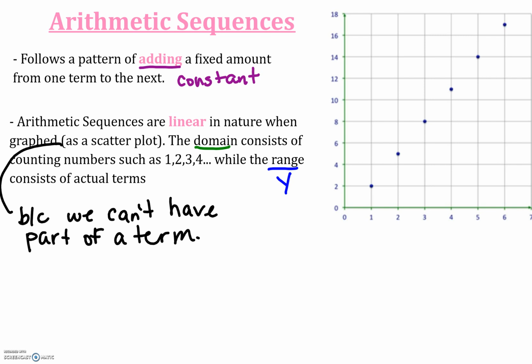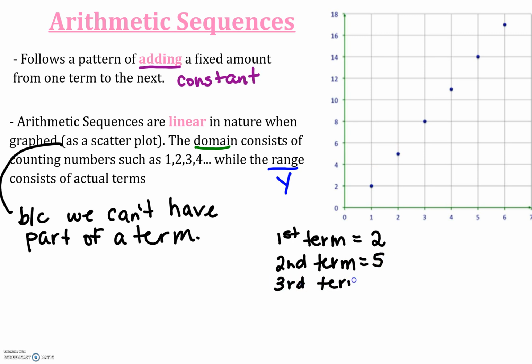So let's look at the graph to the right. If we were looking at those dots, our x value, our domain, is the term number. So our first term was 2. Our second term is 5. Our third term is 8. And I'm just going to stop here.